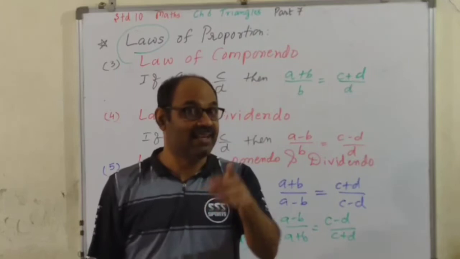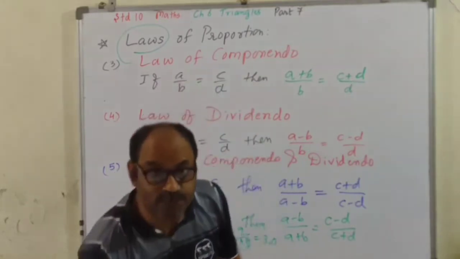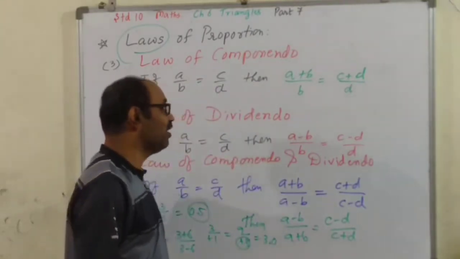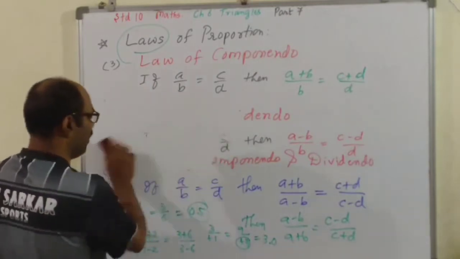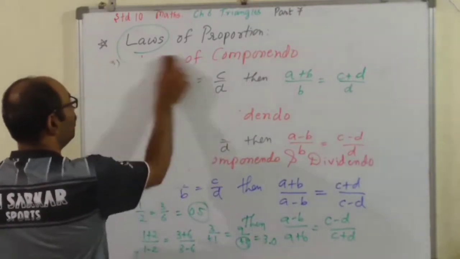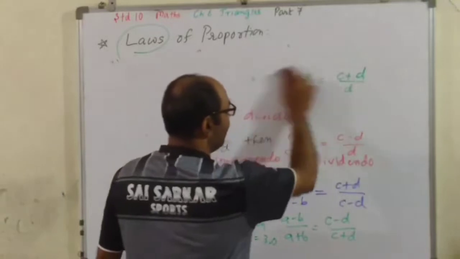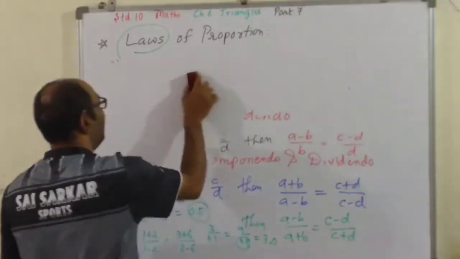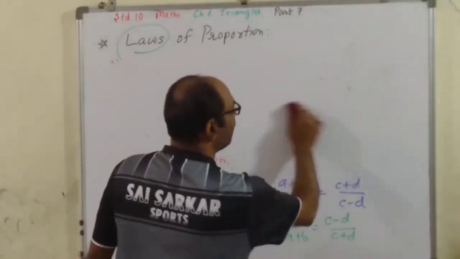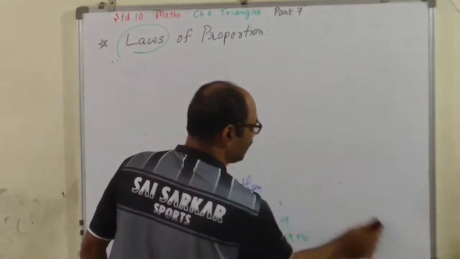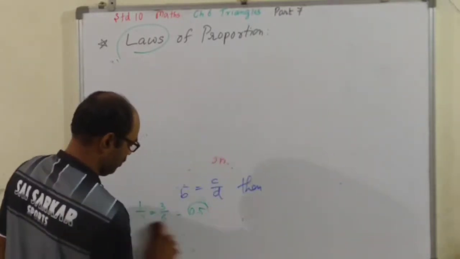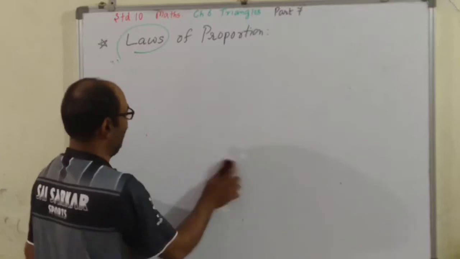Children, as I said, let's recall that property of equal ratios. Property of equal ratios. ये laws of proportion है. And how many laws are there? 5. Now properties of equal ratio is just 1. Let's see that.